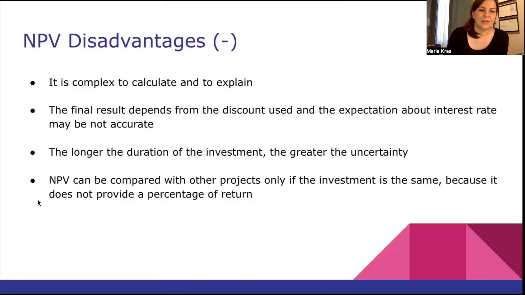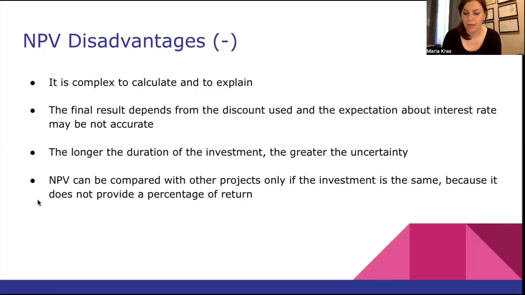What are the negatives? Well, NPV is a fairly complex method to calculate and to explain to certain business owners. You would have to be able to explain what that means, what time value of money means to the owner of the business. The final result depends very much on the discount used, and the expectation about the interest rate might not be accurate. So, for example, right now the interest rate in Russia is 16%, and there are debates whether or not the Central Bank of Russia would increase the interest rate to 18% or not, or whatever. We don't know exactly, right? So that has to be taken into account.